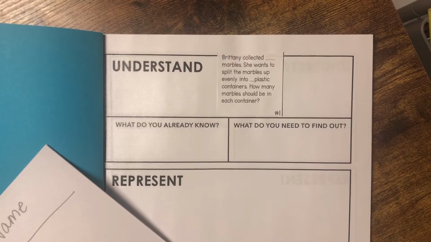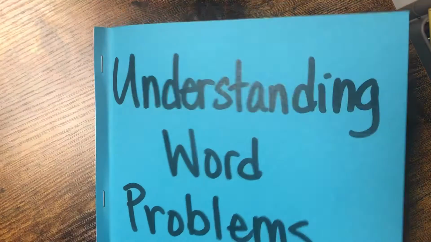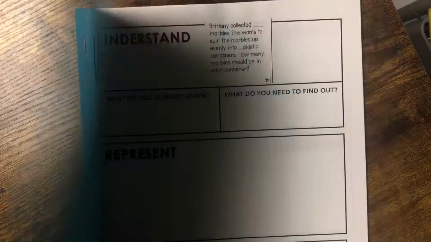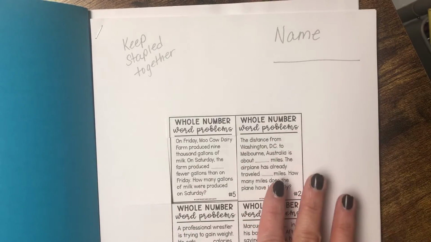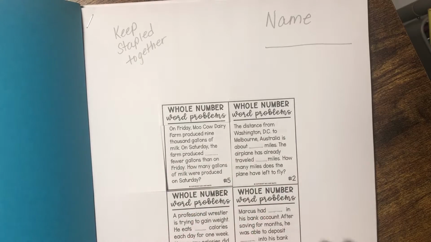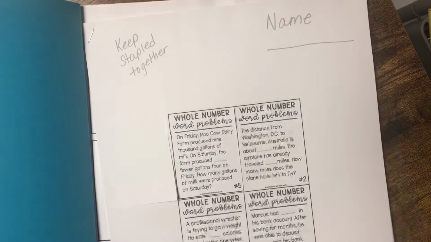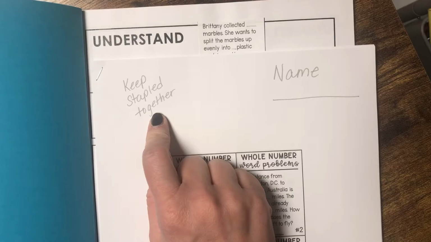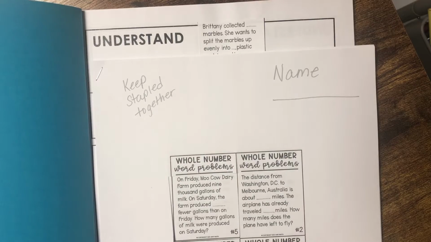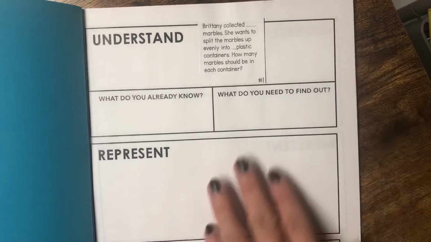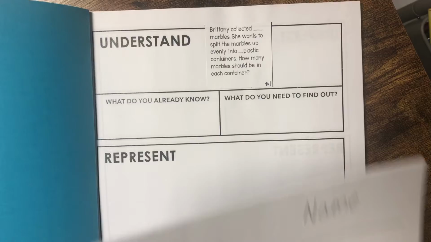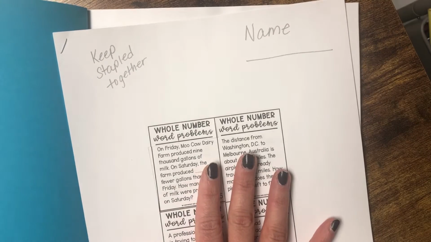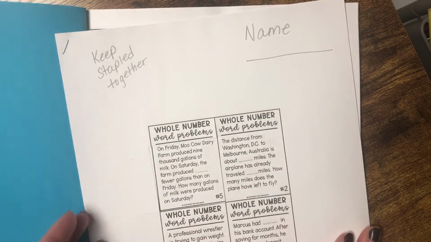All right, so you're gonna need the Understanding Word Problems packet. And then I also gave you a packet that has like 4 squares on each page, and then it says keep stapled together. The reason why I want you to do that is because you'll notice that on all these pages, we don't actually have a word problem, right? So these are a collection of word problems that we will go through.